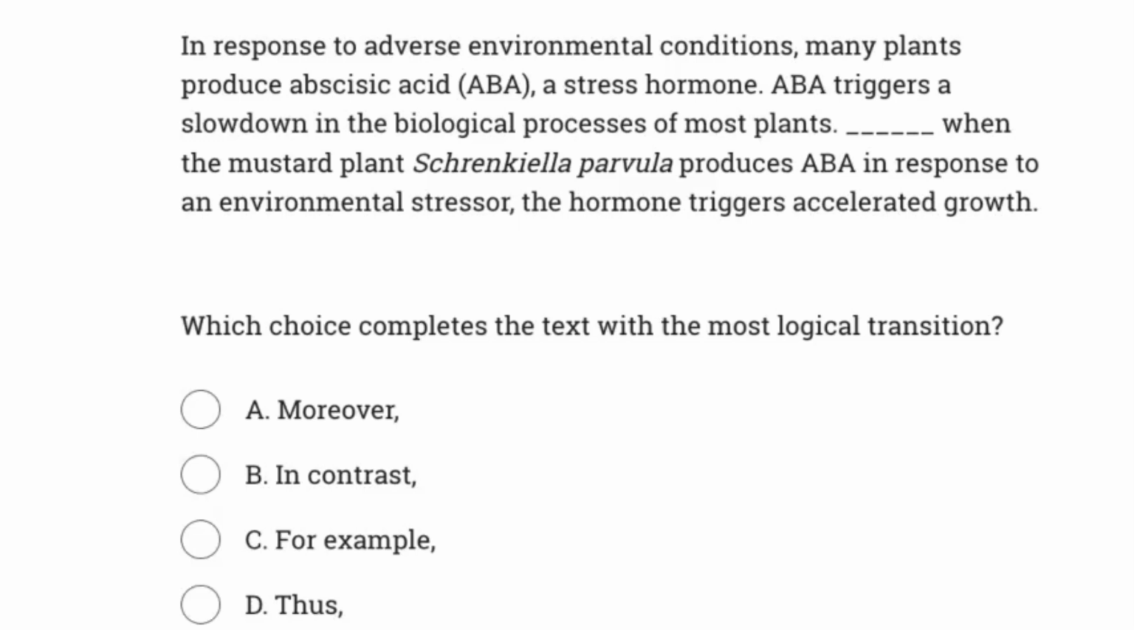Okay, pause the video, try it for yourself. And yeah, let's get solving. So the first thing I'm going to cross out is A, because when you use the transition moreover, it suggests that you're adding similar information. But in this case, it's the complete opposite, okay?